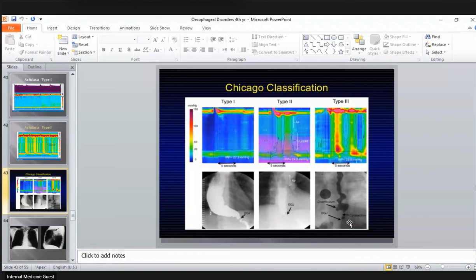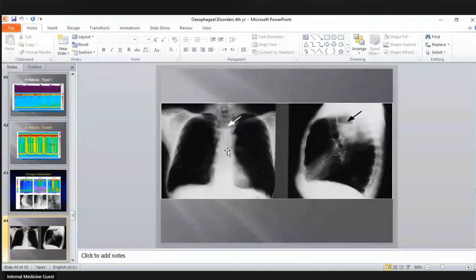So this is a chest X-ray, just a regular chest X-ray. This is where the esophagus sits. You can see a whitish color in here and a darkish color in here. So this is gas and this is fluid. So that's the air fluid level at this area. This is a side view. It shows more clearly.